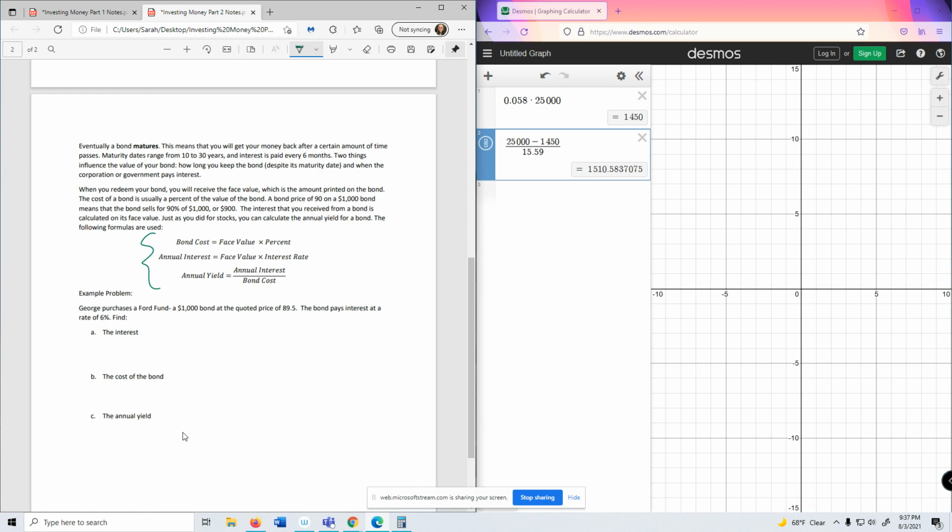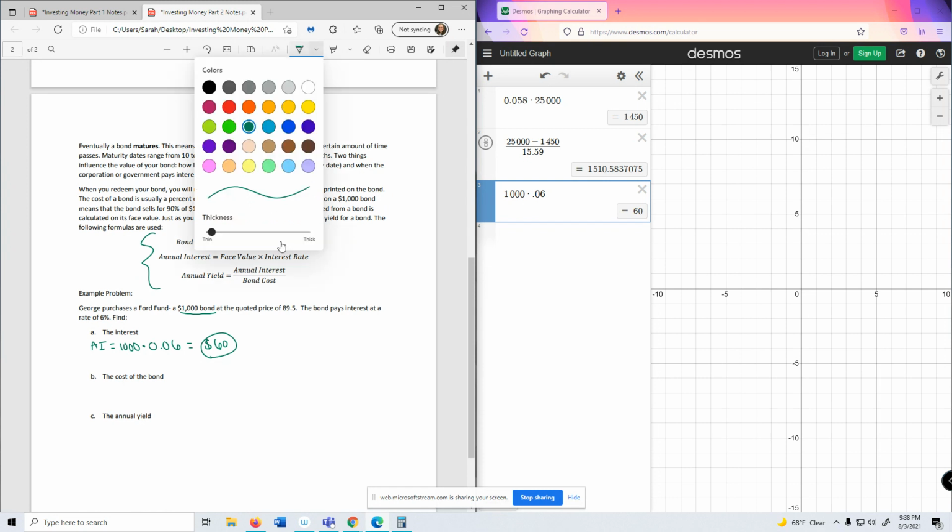We are finding three things. First is the interest, which is annual interest. Annual interest is the face value, or how much is the bond, a $1,000 bond, times the interest rate. Once again, I'm going to take my percent and turn it into decimal form. 6% is the same as 0.06. And when we multiply that, you can use Desmos if you'd like, or you can do this in your head. We get $60 for the interest.